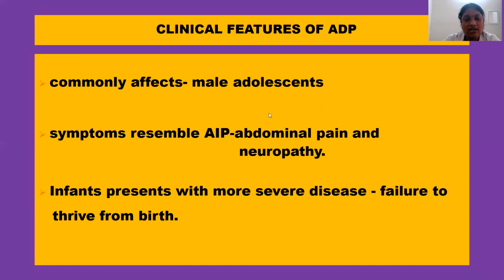It commonly affects male adolescents as compared to AIP, which affects mainly females. Symptoms will resemble AIP: abdominal pain and neuropathy. In babies with more severe disease, they will have failure to thrive from birth.